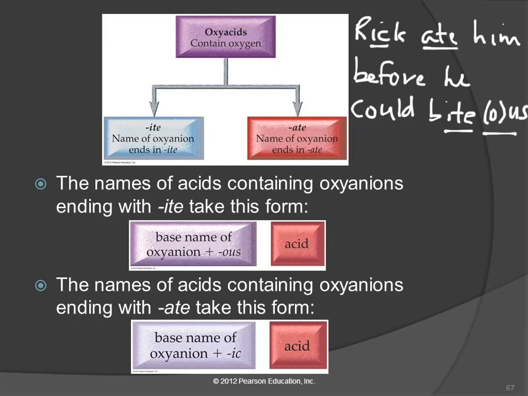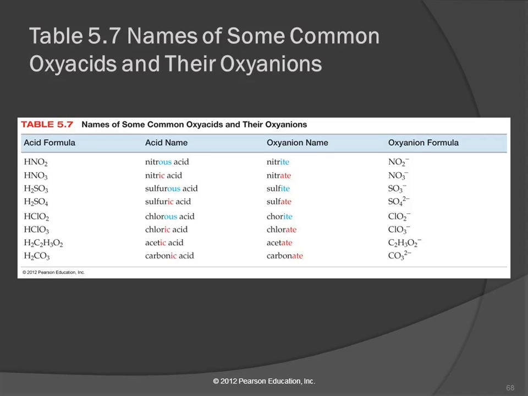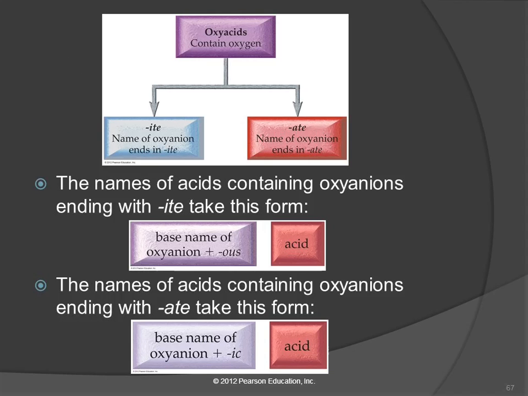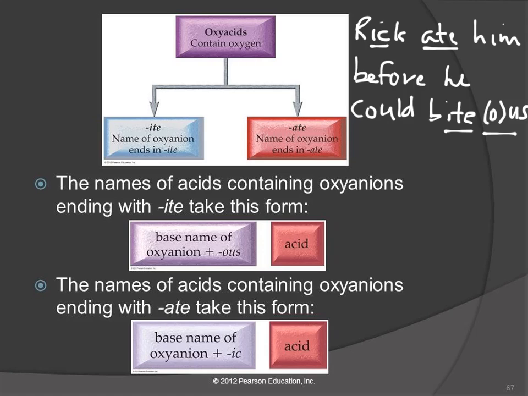If the oxyanion that's present in that acid ends in ite, then you change the name to us. So nitrite becomes nitrous acid. If it's an ate, like sulfate, then you change it to ick, and you get sulfuric acid. So Rick ate him before he could bite us.